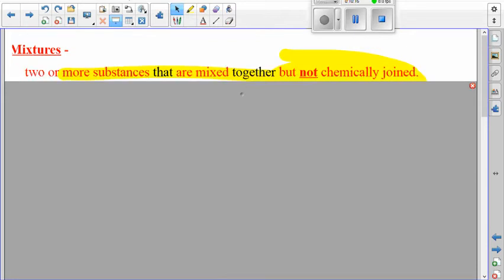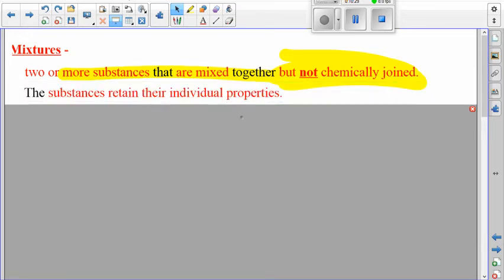Two or more substances are mixed together but not chemically joined. So when you put two things in the container, they're not chemically joined, so they still have their individual properties. That's a mixture. They retain their individual properties. So this isn't like a shiny explosive metal and a yellow deadly gas coming together to make a white crystal. Okay? The two things in a mixture retain their properties.